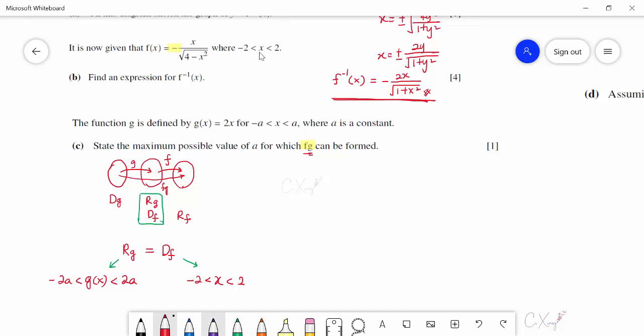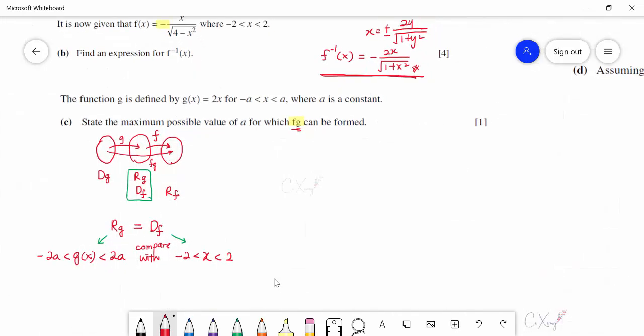Now I want to compare these two inequalities. To compare them, generally they should be equal to each other. Regardless of g(x) and x, the values here should be the same. So negative 2a should be equal to negative 2, and 2a should be equal to 2. From here you can see that 2a equals 2, and therefore a will be equal to 1.